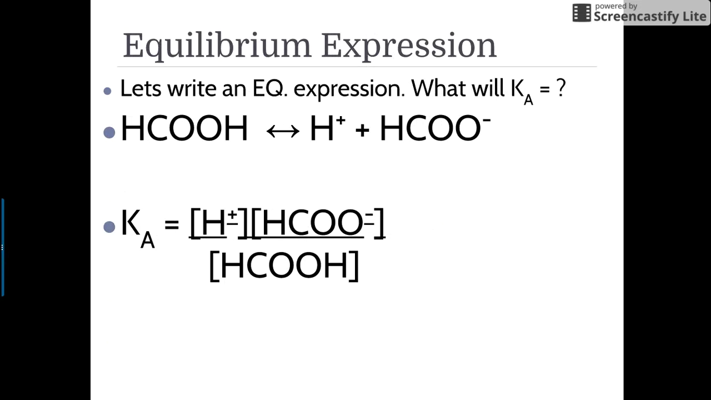So if we wrote the Ka expression, or the equilibrium expression, for this reaction, here's what it would be. Anyway, you can see that the hydrogen ion concentration times the conjugate base concentration divided by the acid concentration is the Ka.